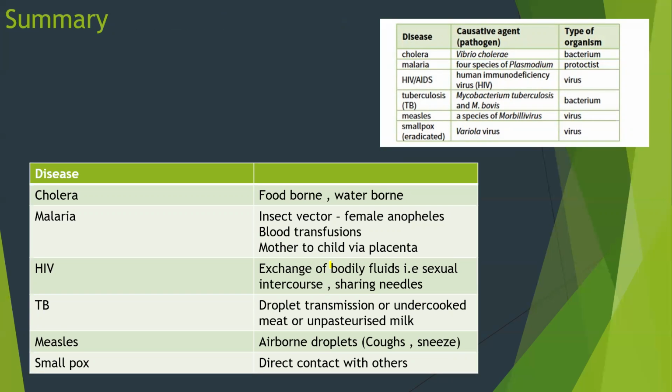This is a big chapter, so I just decided to have a short summary. Cholera is spread by Vibrio cholerae, which is a bacterium, and the method of transmission is foodborne or waterborne. Malaria is caused by Plasmodium, and it has 4 different species. It's a protoctist, which is a eukaryote, spread by insect vector, the female Anopheles mosquito, blood transmission, or mother to child via placenta.